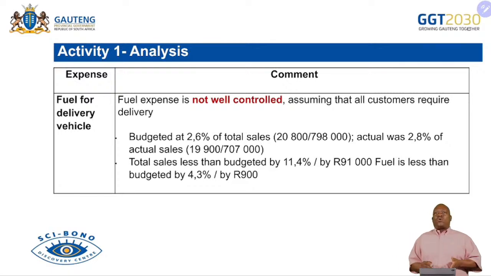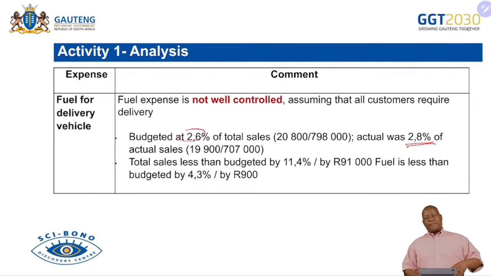Now, assuming that all the customers that are coming are requesting for delivery, we had budgeted 2.6% of the sales being for fuel. Because if you take 20,800 over 798, the budgeted, right, times 100, you are going to get 2.6%. But actually, what percentage are we using? We are using 2.8%. We budgeted, we are getting that. So that is not on.